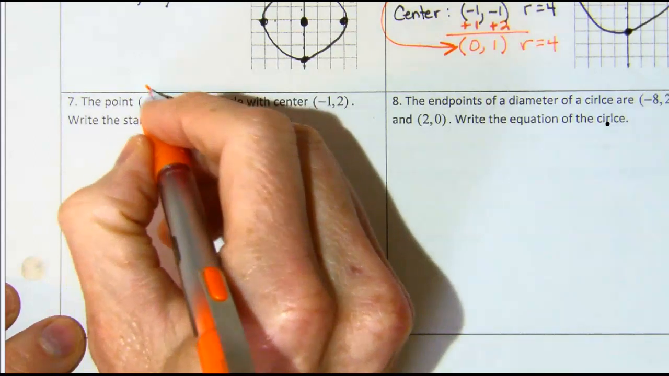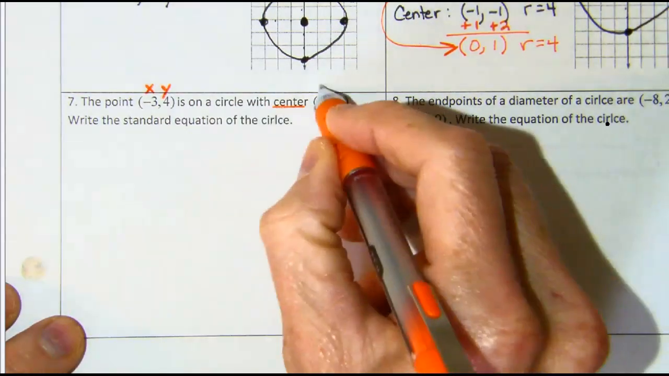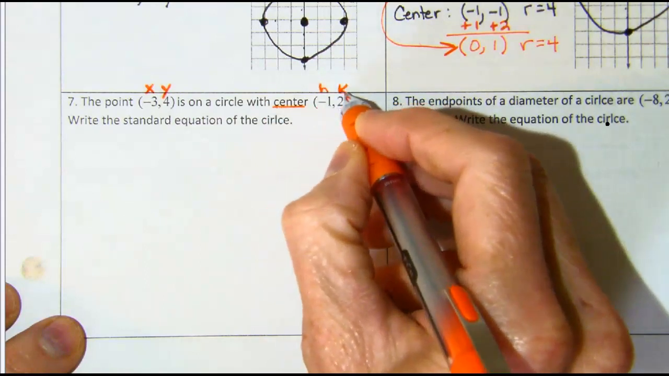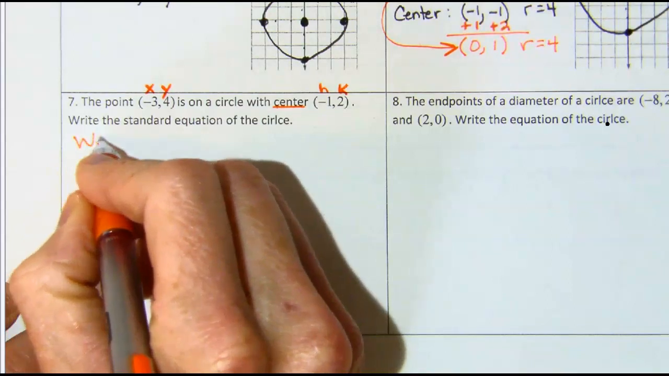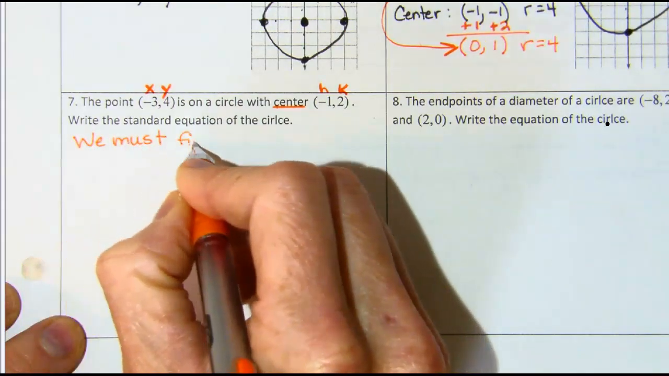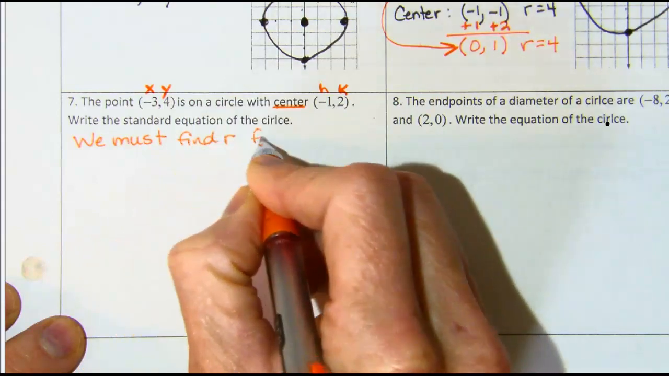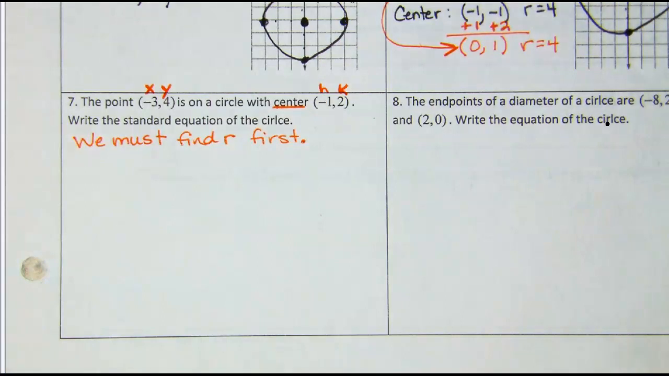We have an x and we have a y. Center gives me h and k. What are we missing? We must find r first. We cannot write an equation of this circle until we find r. So the question is, how do we find r first?